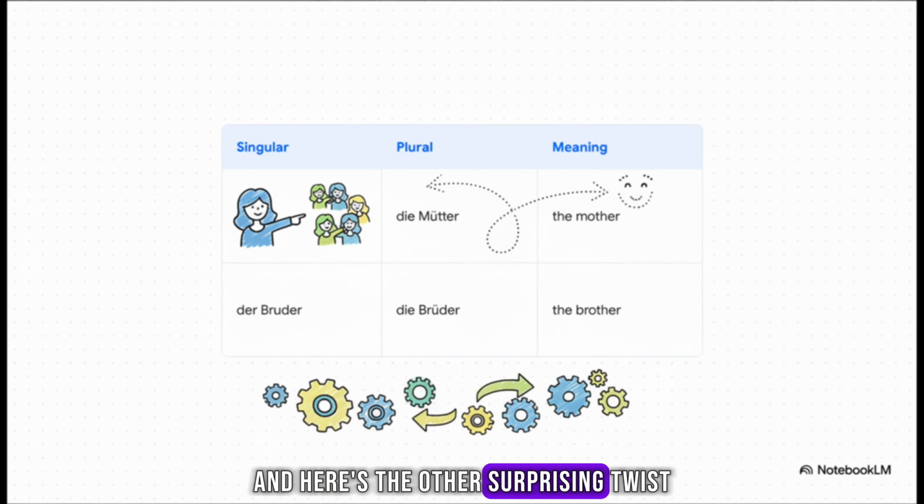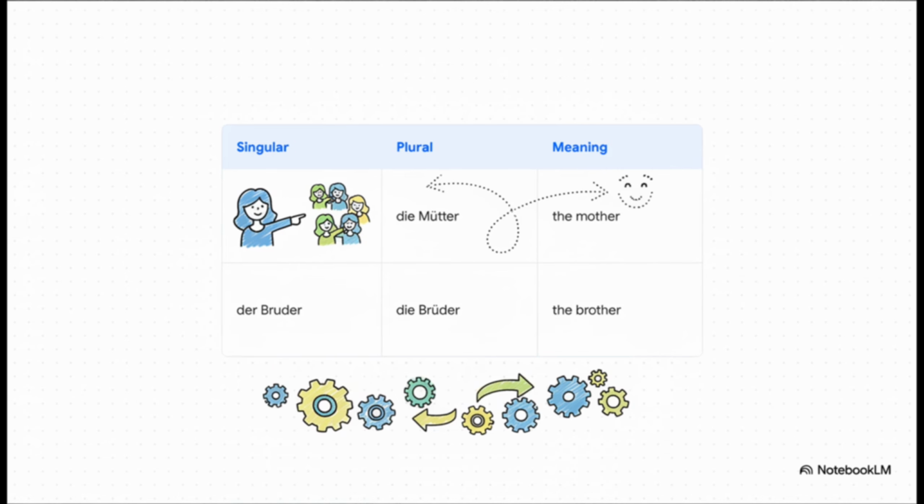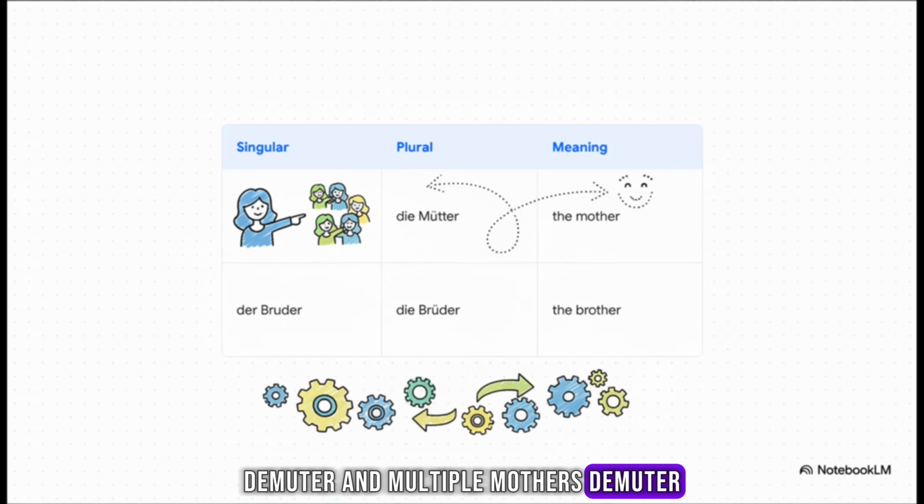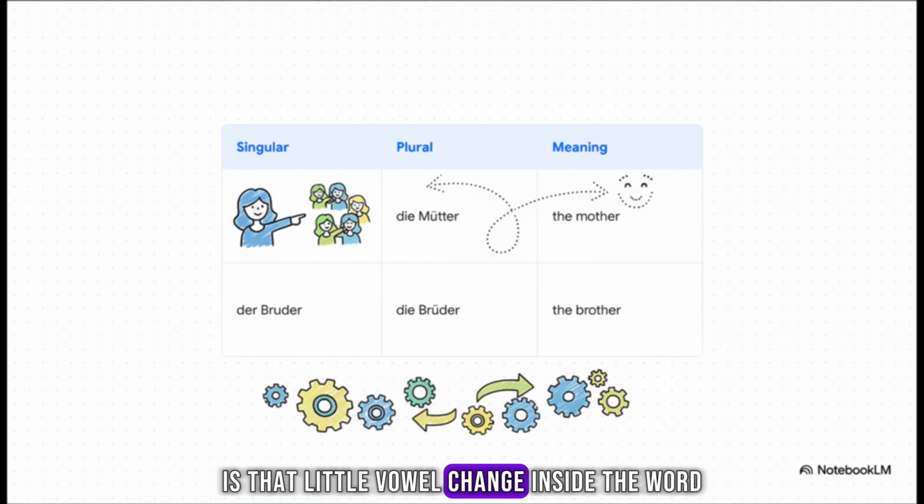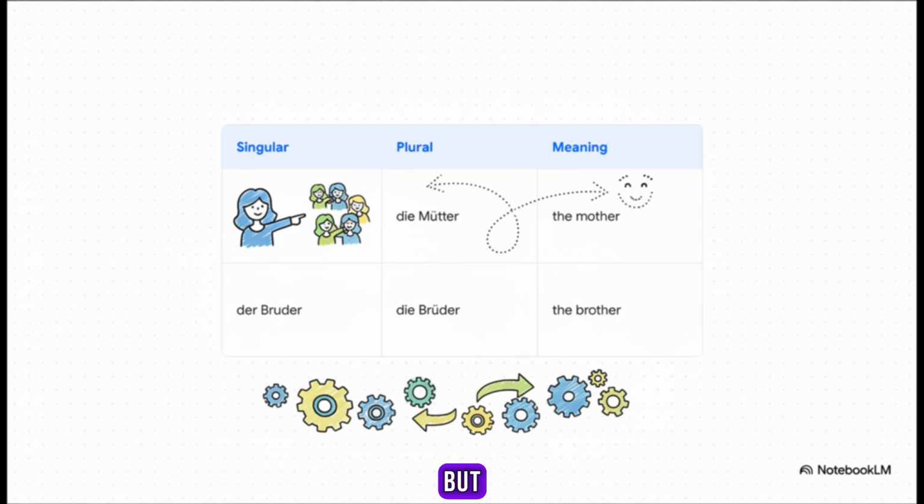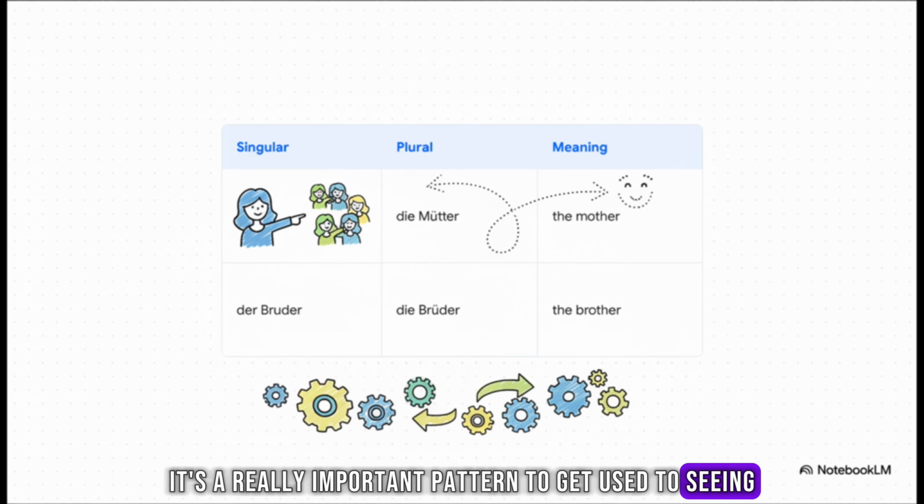And here's the other surprising twist. Sometimes no ending is added, but you get that little umlaut again. The only difference between one mother, die Mutter, and multiple mothers, die Mütter, is that little vowel change inside the word. It's subtle, I know, but it's a really important pattern to get used to seeing.